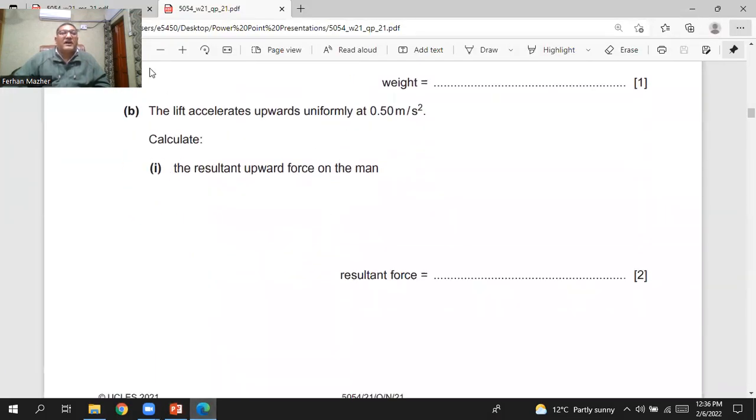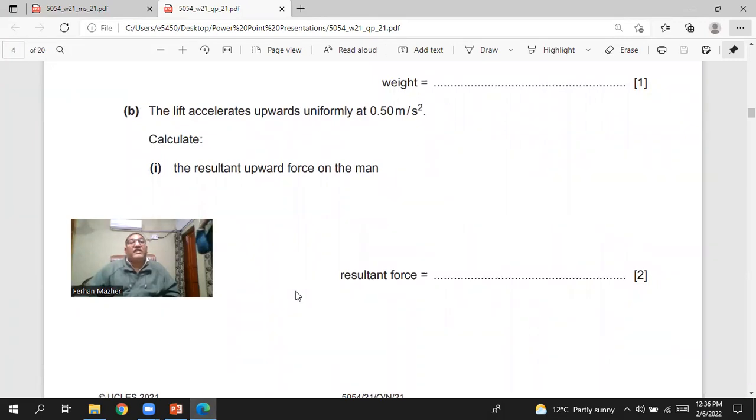This is the B part, and he says the lift accelerates upwards uniformly at 0.50 meter per second square. Calculate the resultant upward force on the man. We know the mass of the man, and we know the acceleration in the upward direction. According to Newton's second law of motion, the resultant force which can produce this acceleration, we can find by using the formula F equals ma. So F equals ma. Apply that formula. Very simple.